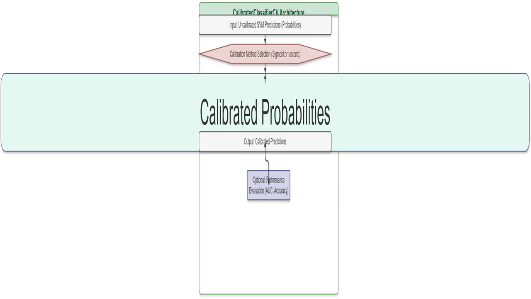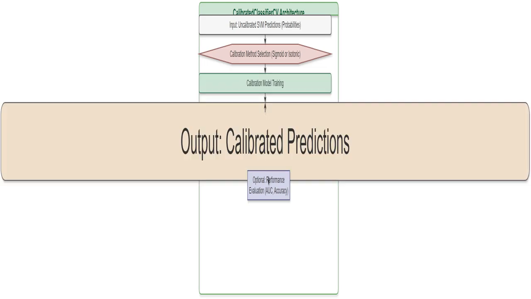These are my calibrated probabilities, hopefully better reflecting the true positive class probabilities. My final output are these improved, calibrated predictions. I can now use these to make classifications with more confidence, because they're a more accurate reflection of the probabilities.